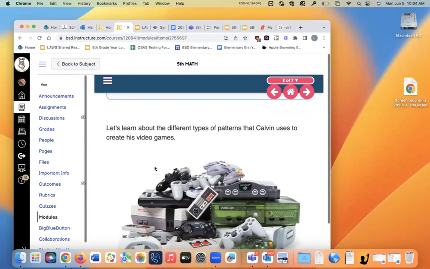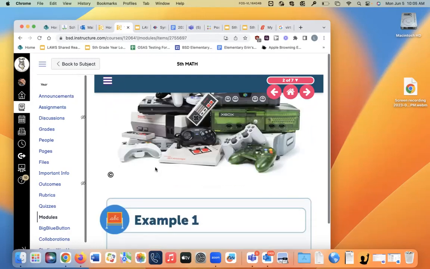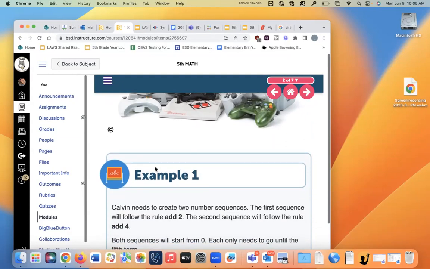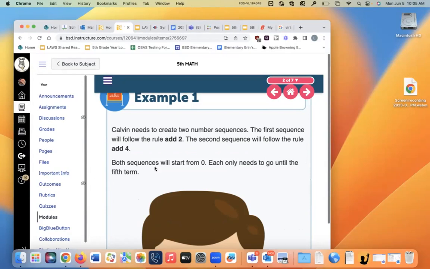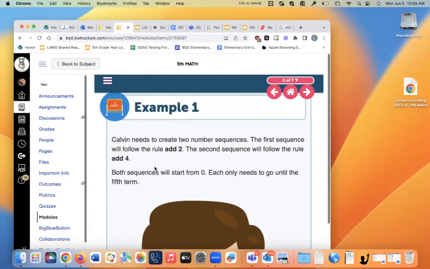Let's learn about different types of patterns Calvin uses to create his video games. Xbox 360. Yeah. GameCube. Oh, Nintendo. Did you know these games? PlayStation 2 or 1 controllers. Basically the same exact controller, just they changed it up a little bit. All right, we're moving on.